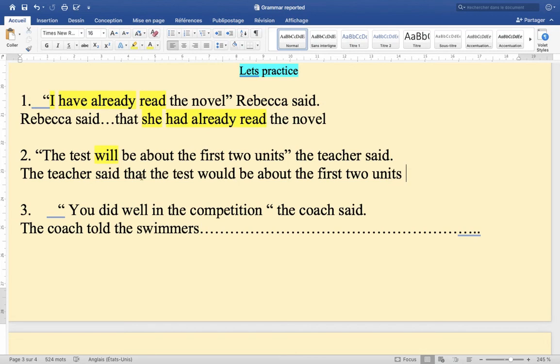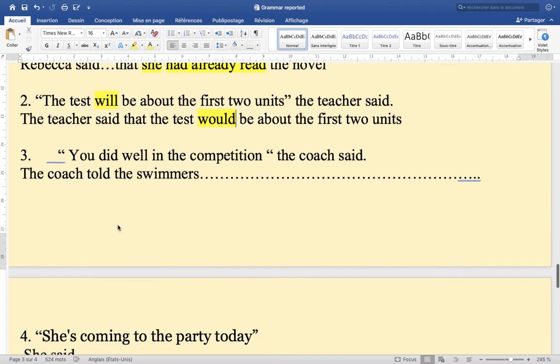So the teacher said that the test would be about the first two units. We have will, and we're going to turn it to would. Direct, we can have will, so in indirect we're going to put would. So number 3: you did well in the competition. The coach said, you did well in the competition.